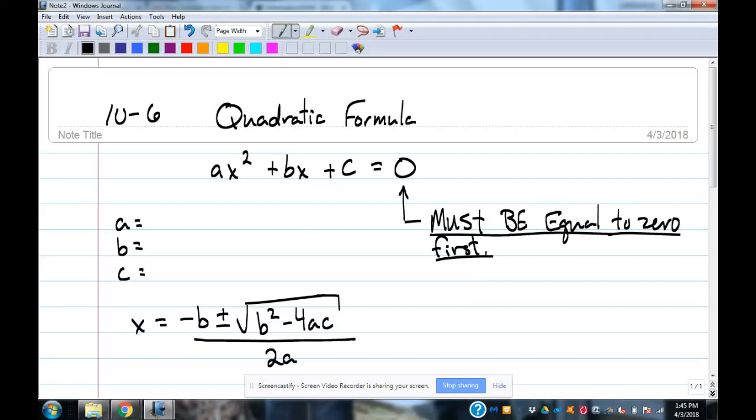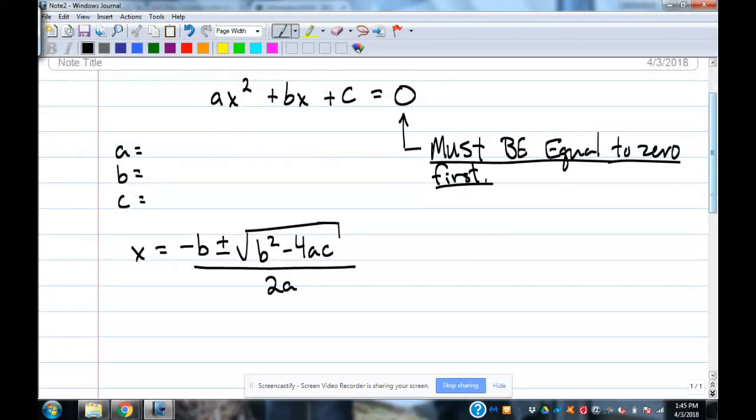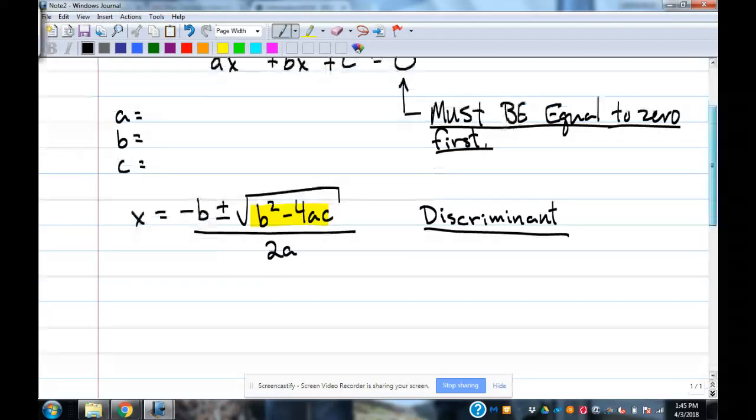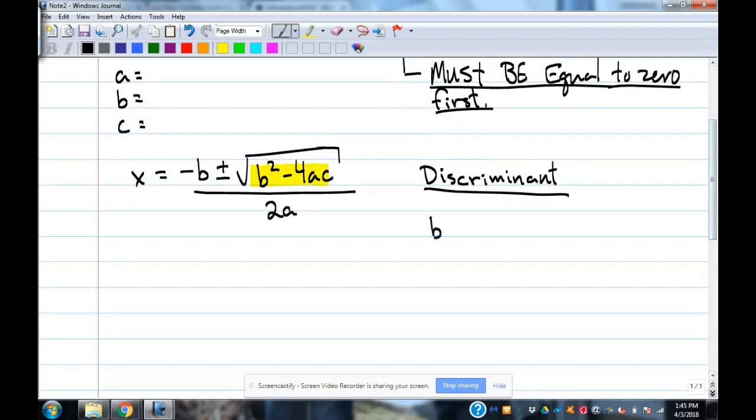Now, inside of that quadratic formula, there's a very important thing: that b squared minus 4ac. That is what's called the discriminant. It discriminates what kind of answers we're going to have. A discriminant, that's the name of b squared minus 4ac.